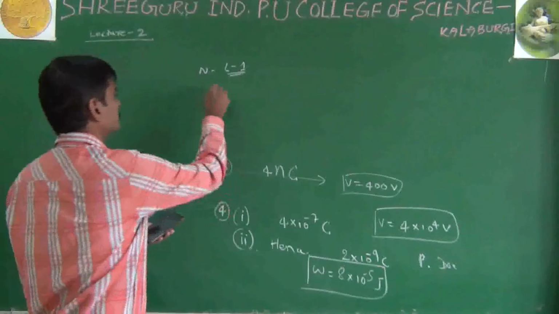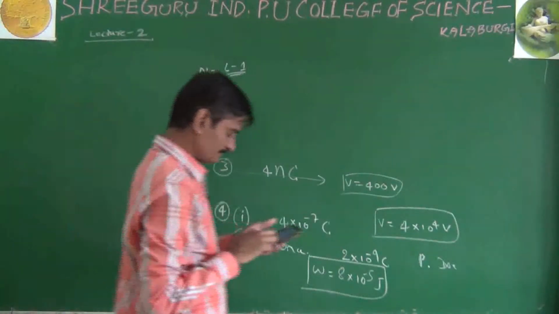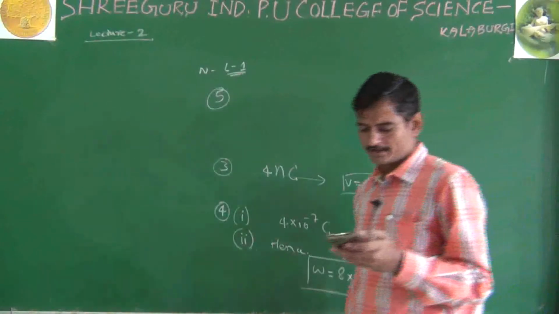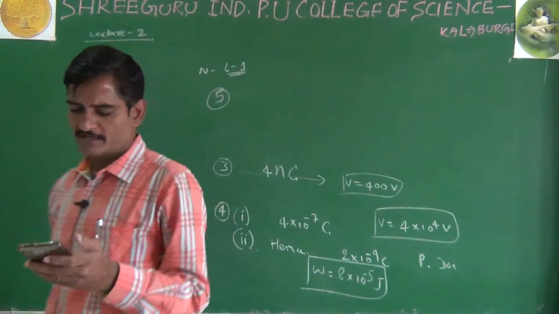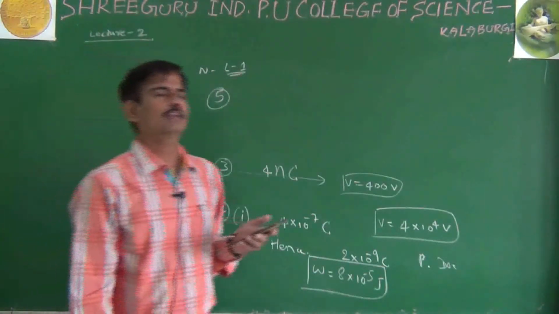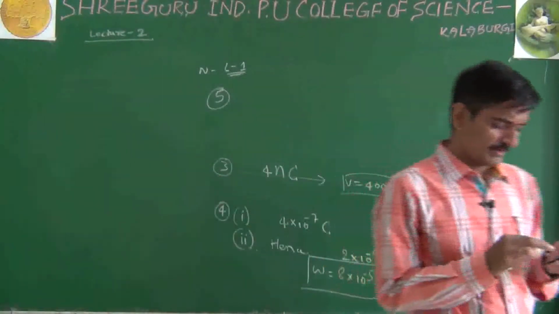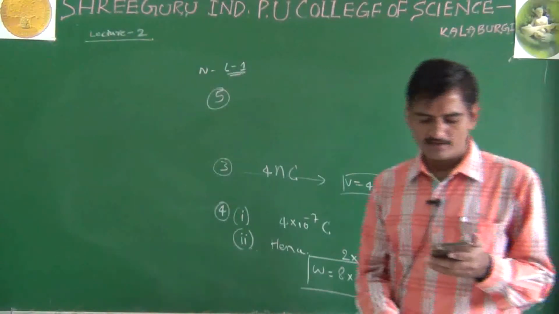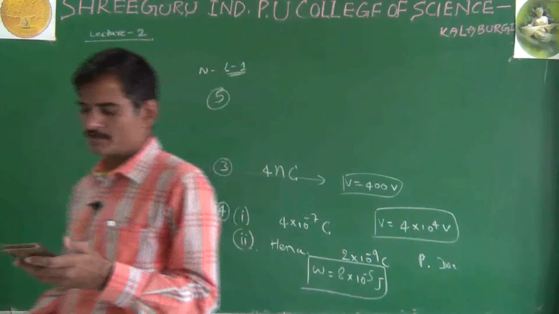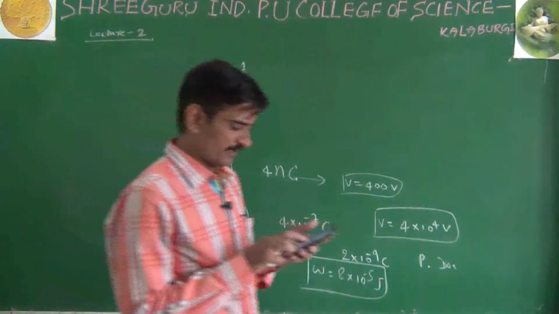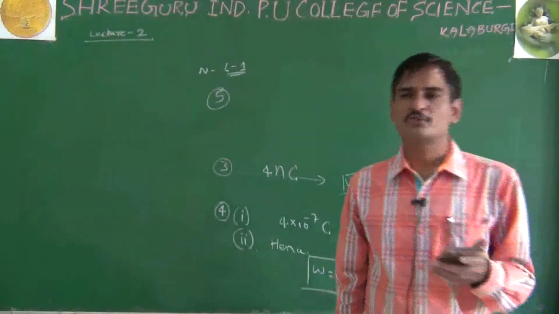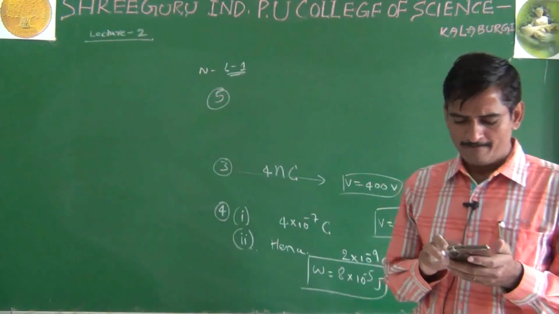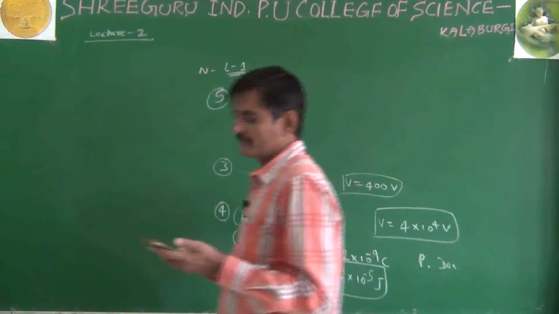Next question number 5. Write down question number 5. The work done in moving a charge of 3 coulomb between 2 points is 6 joule.